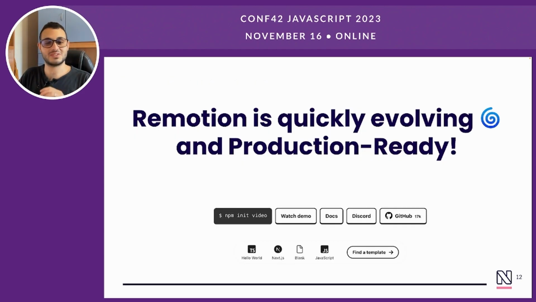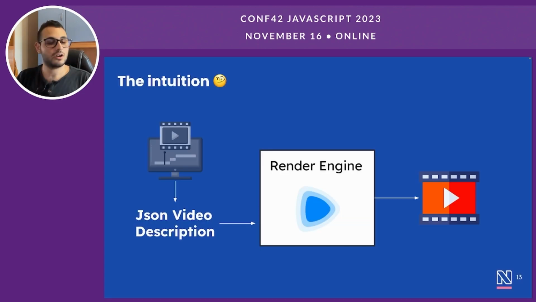Remotion as a tool is really quickly evolving and it is production ready. So if you want to start using it, you can just run npm init video. You can take a look at the documentation and I promise you that you will have a lot of fun. Of course, we can choose if we want to use Remotion itself or if we want to create another abstraction on top of Remotion. And that's what we will see today.